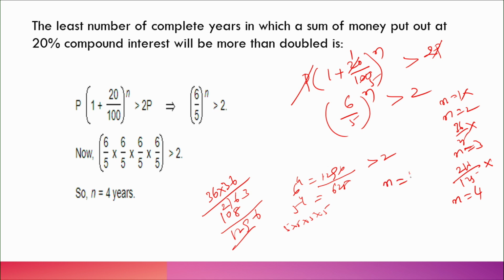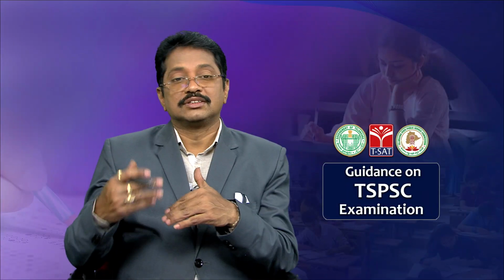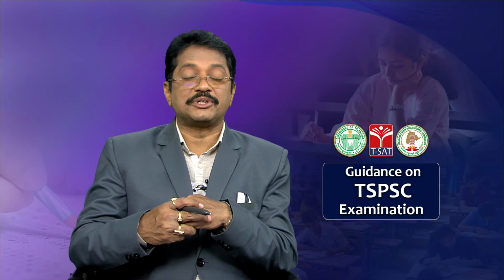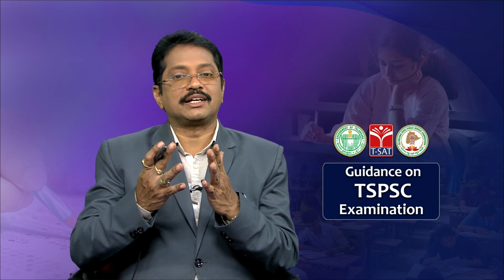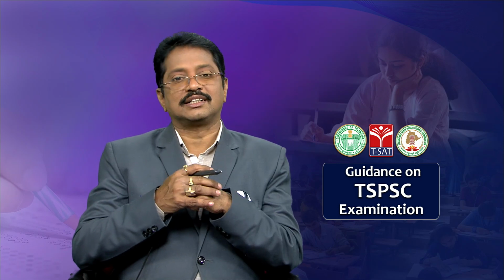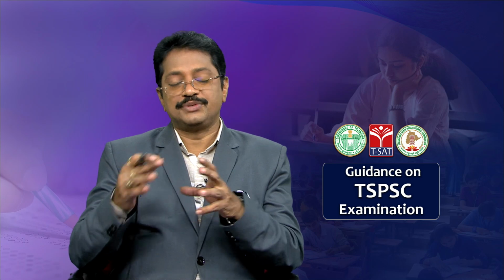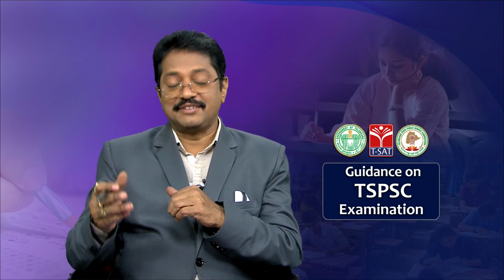n equal to 4. It means the number of years it takes for the amount to double at 20% compound interest is 4 years. Maybe you can recall this concept from recurring deposits. In recurring deposits, when you fixed the amount for 5 years, previously 5 years, later 7 years, as the rate of interest decreased.